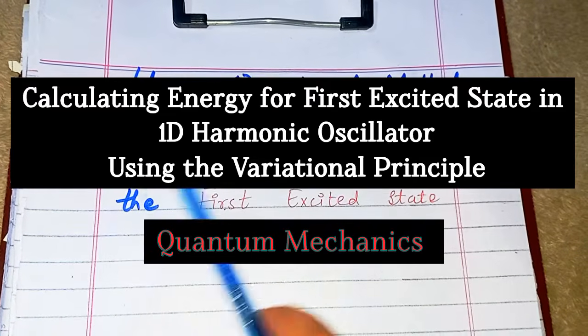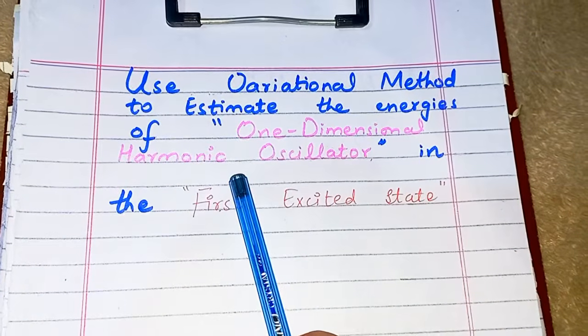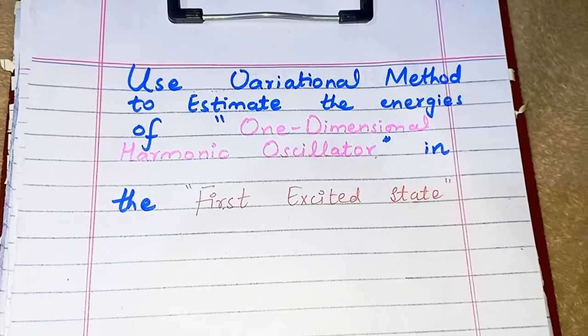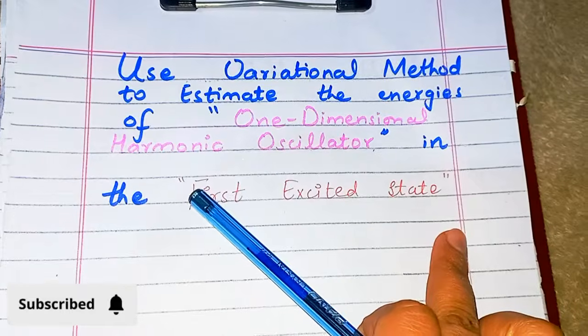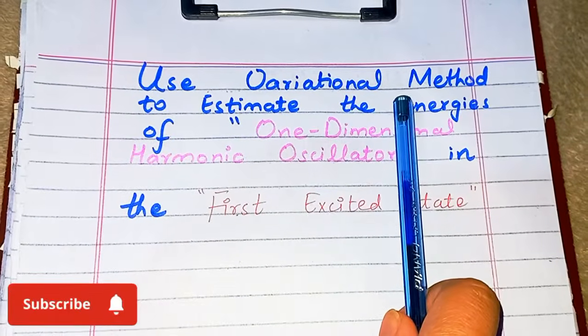In this video, we'll use the variational method to estimate the energies of the one-dimensional harmonic oscillator in the first excited state. So all in all, what we are going to do in this video is to find out the energies for the first excited state of a one-dimensional harmonic oscillator by using the variational method.